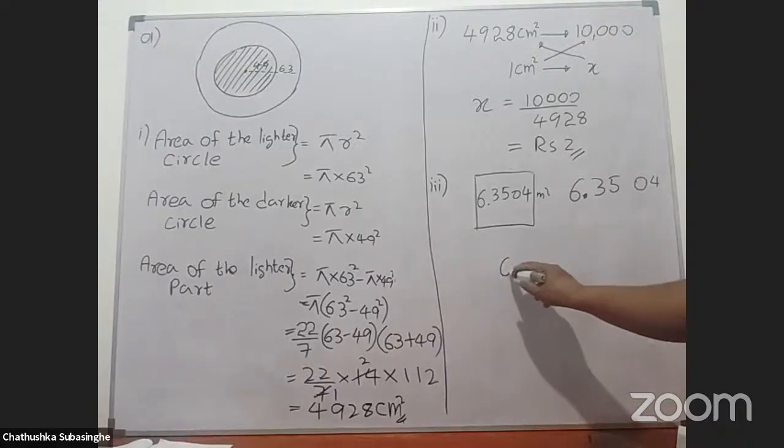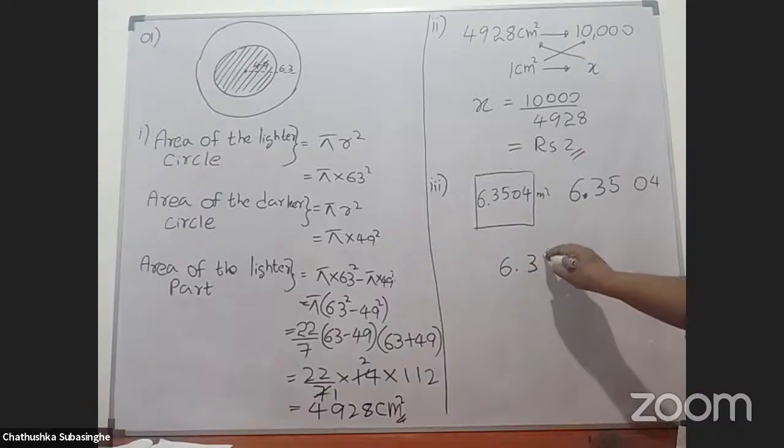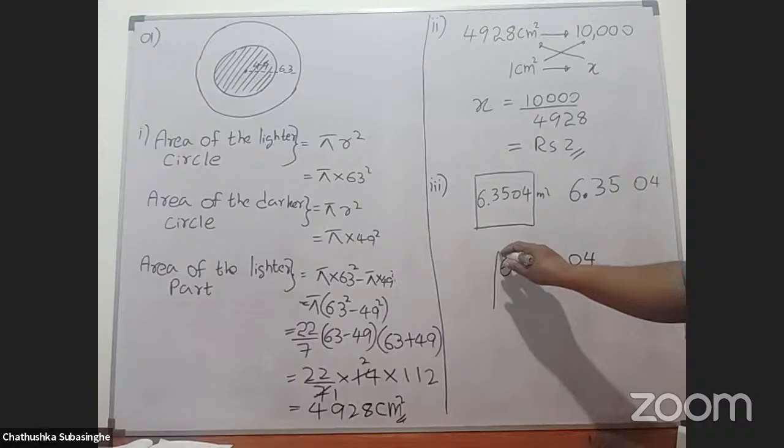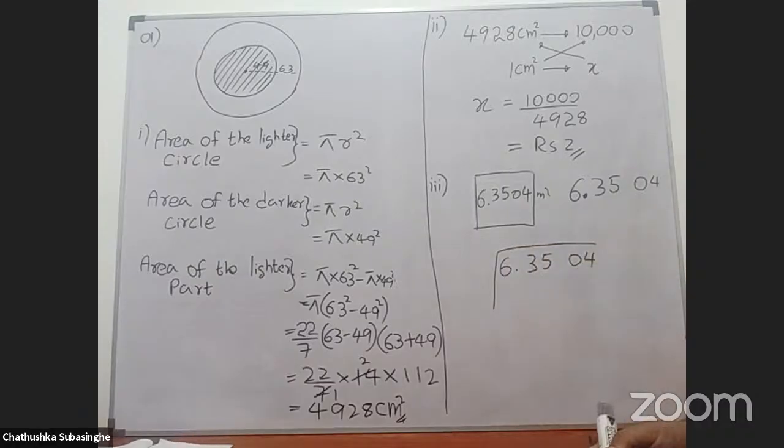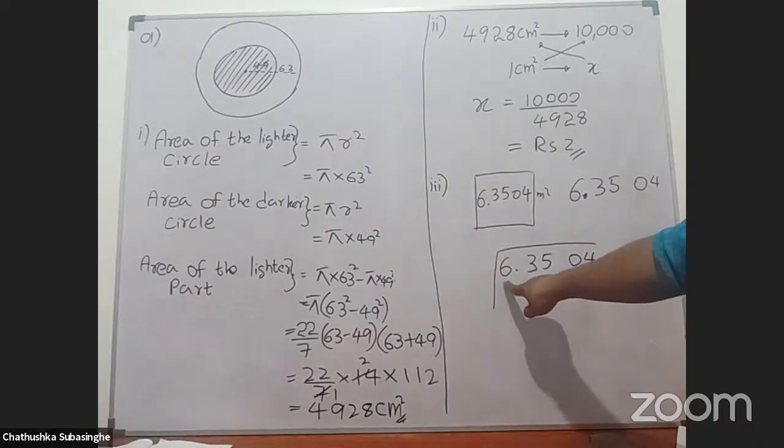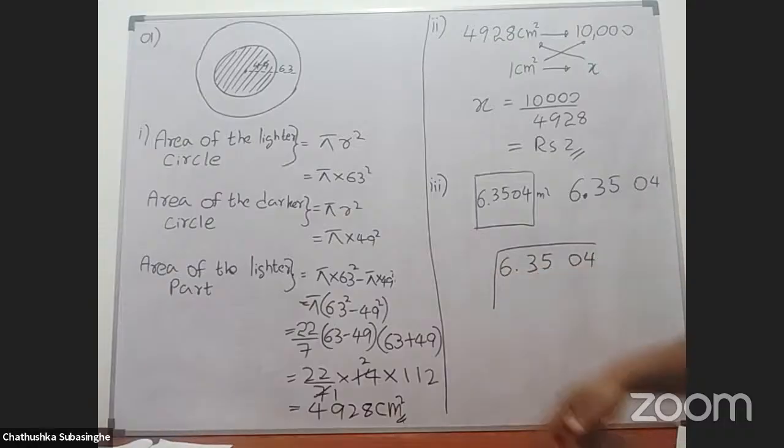Now let's start the division. So I have 6.3504. First, I have to check what is the nearest smallest square number. It should be the nearest, but it shouldn't be greater than this. It should be less than this. It is 4. So to get 4, I have to multiply 2 times 2. That is how we check.